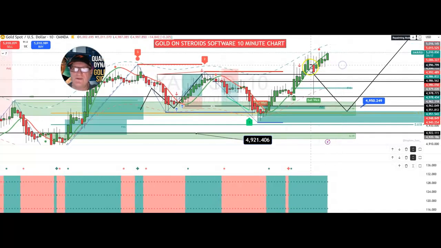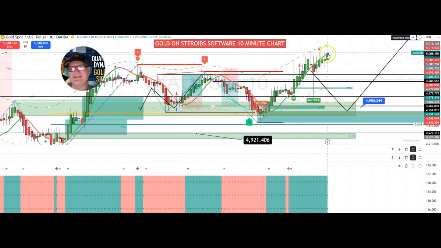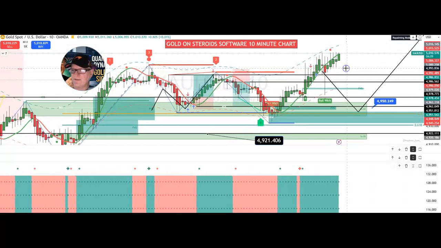Really, it's below the 50 moving average here on the 5-minute chart. So we can see that the price is sort of hesitating, but it's Friday afternoon. Volumes are very light, as we've seen in the forex markets, and very low volumes in the markets so far.